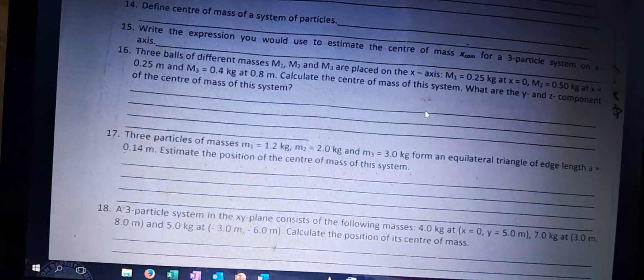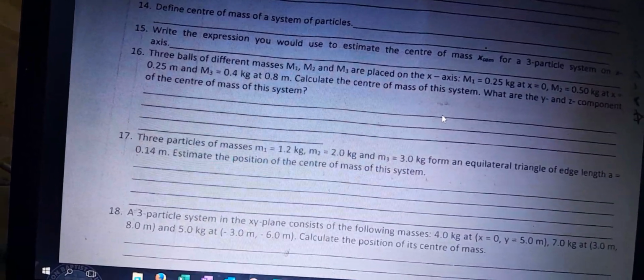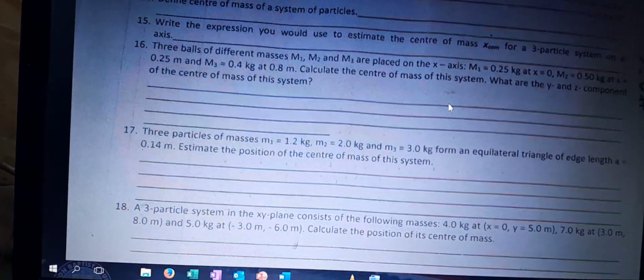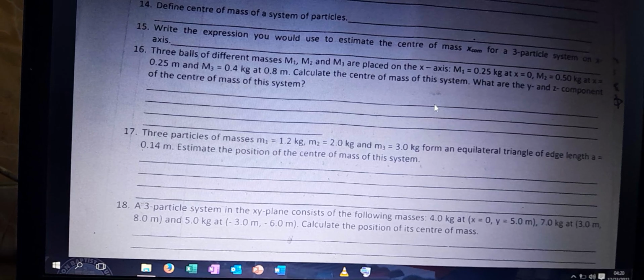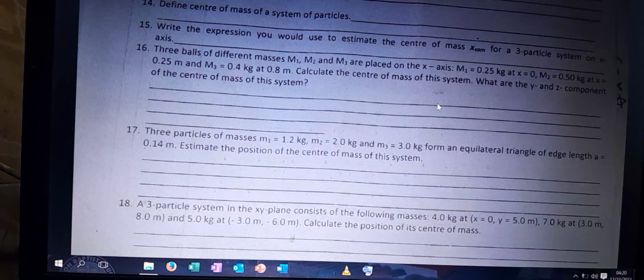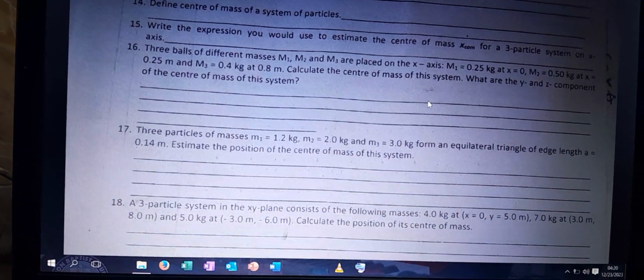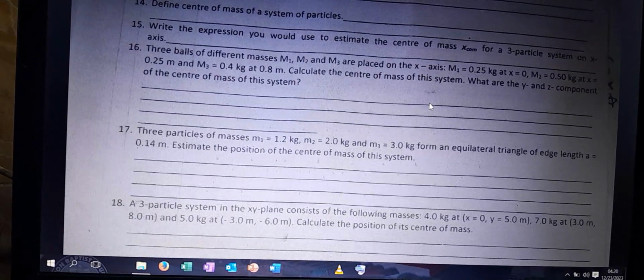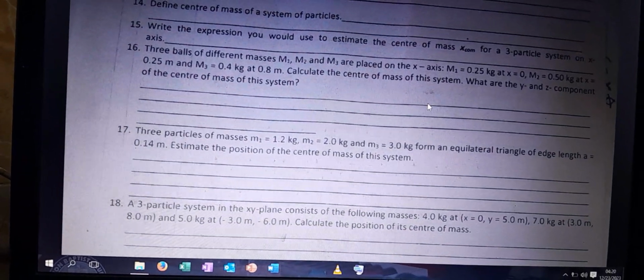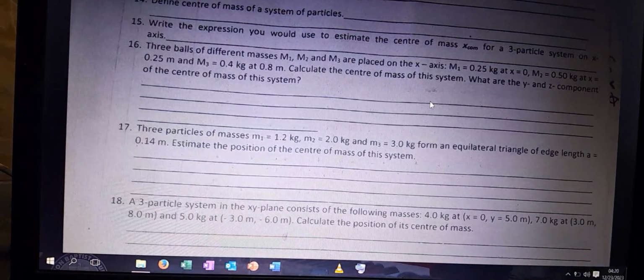And for question 16, I need to write the formula. The formula for question 16 will actually answer question 15. M1, X1, M2, X2, M3, X3 have been given to us, so all I need to do is write the formula and then substitute the values.